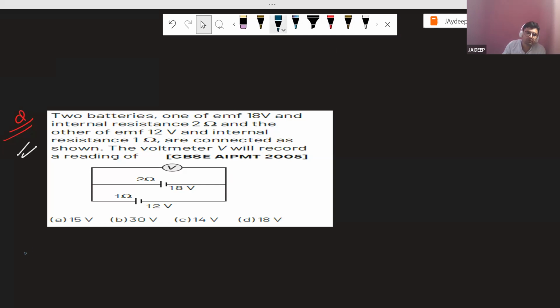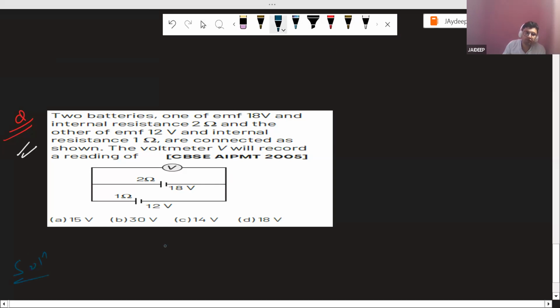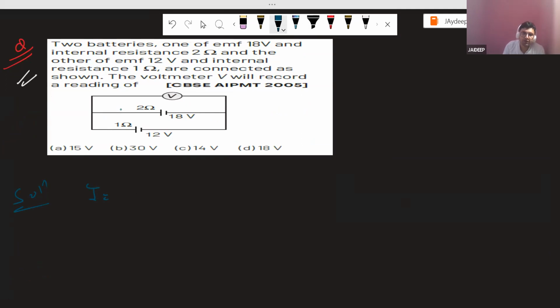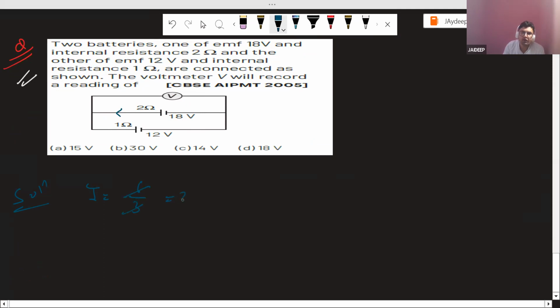Yes, so we use the formula. But before that, first of all, we will calculate the current. This battery is dominating, so what is the net EMF? It is 18 minus 12, that is 6. What is the total resistance? That is 3. So the current will be 2 amperes.